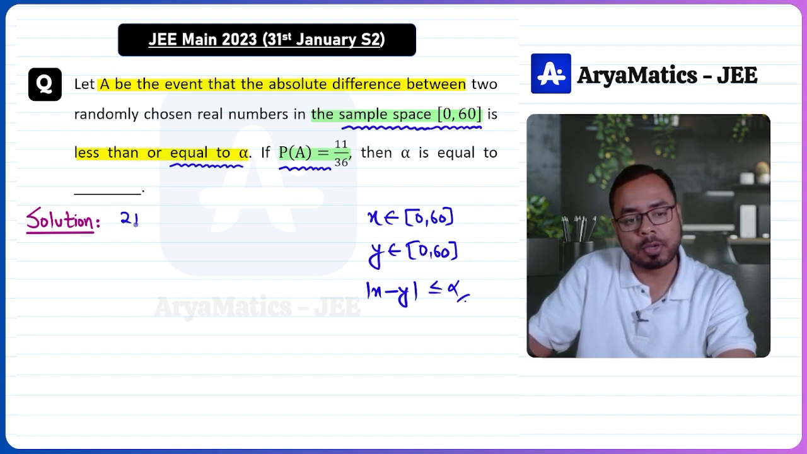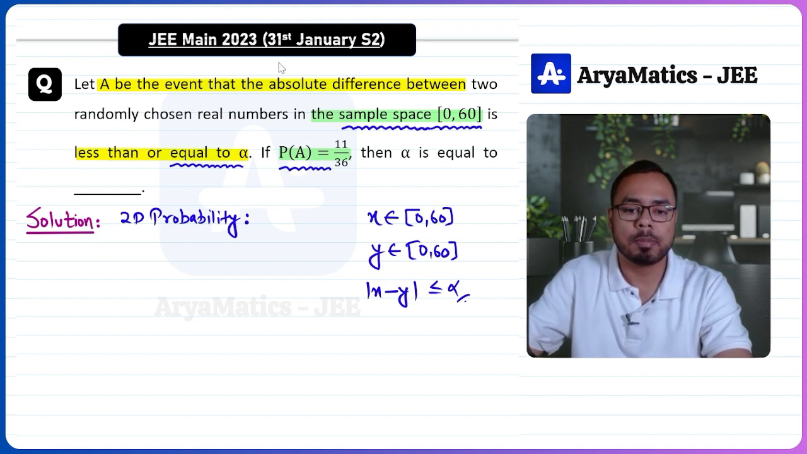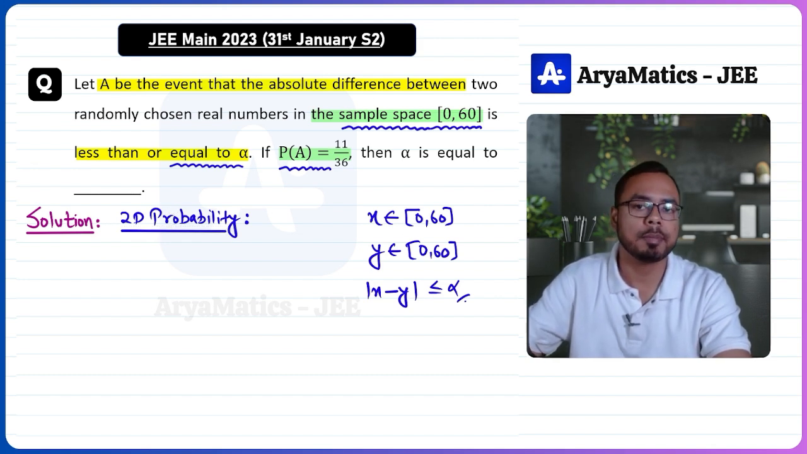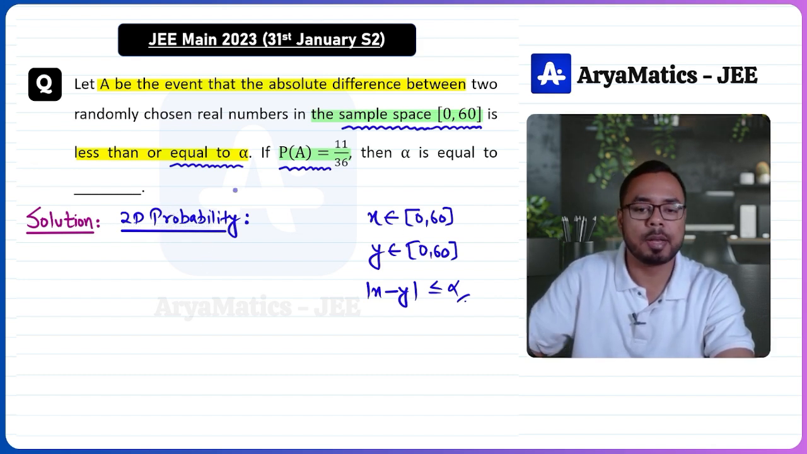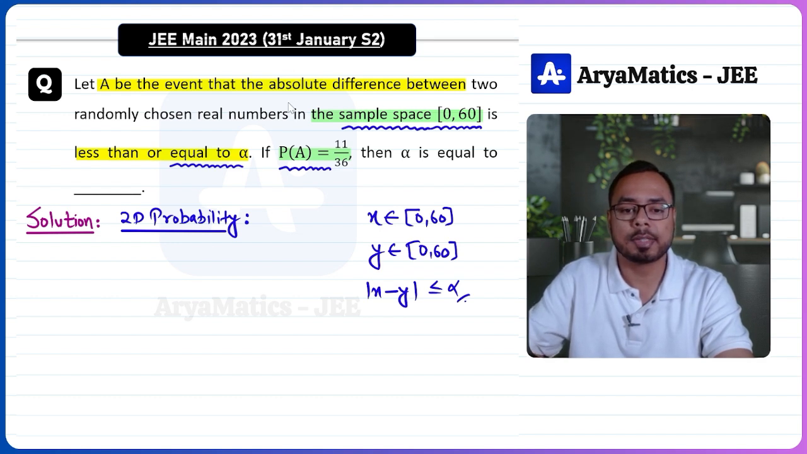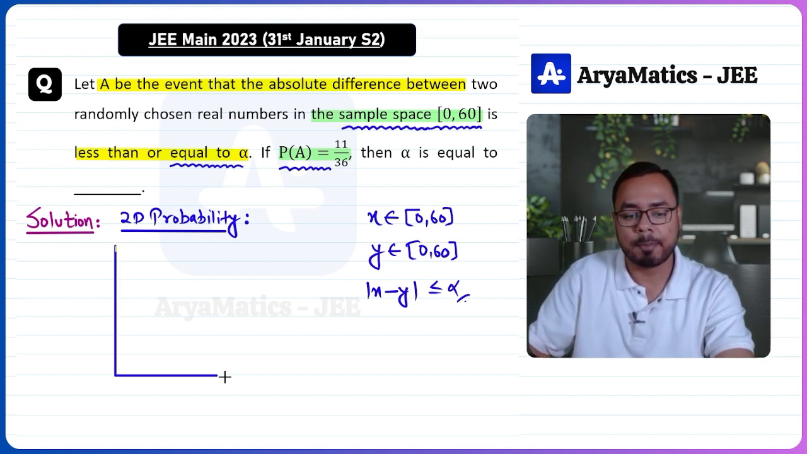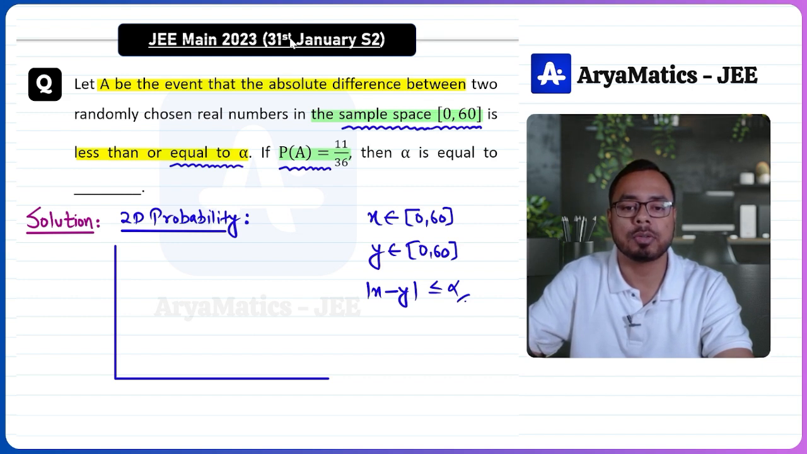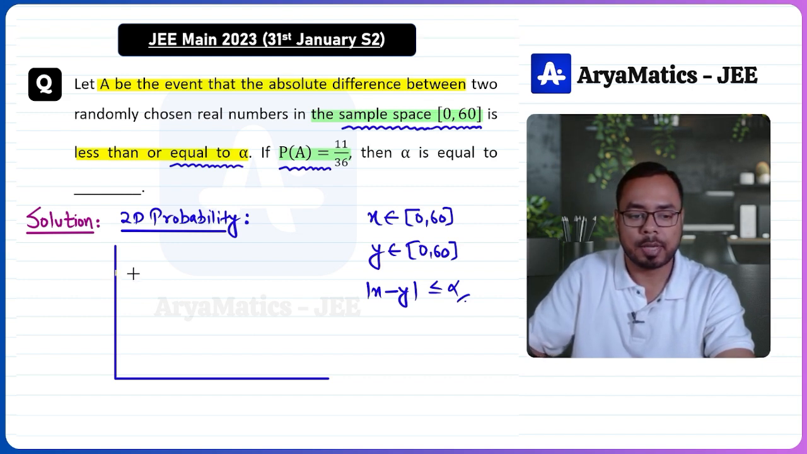Now this is a question on 2D probability, right? There are two variables x and y. And x and y can take any value from 0 to 60. So first let us plot the sample space here, and then we'll see what is the favorable region in that. So if x and y are numbers from 0 to 60, that means for x we can take any value from 0 to 60, and the same thing is true for y also. That means we can take any points inside this square.